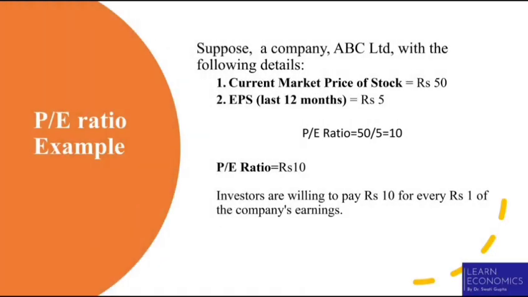We will try to understand PE ratio through an example. Suppose there is a company ABC Limited. Current market price of its stock is rupee 50 and EPS is rupee 5. PE ratio is equal to current market price divided by EPS. So 50 divided by 5 is equal to 10. PE ratio is equal to 10. It means investors are willing to pay rupee 10 for each rupee one of the company's earnings.